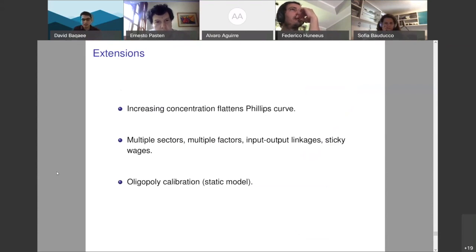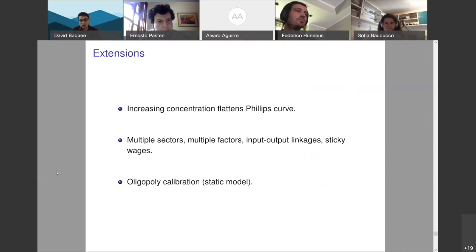If you take the aggregate firm size distribution in the retail sector for the US, and you look at how the concentration in that industry has changed from 1978 to today, and you match that in the model, you make the Phillips curve flatter by about 25%. So it does result in a flattening of the Phillips curve, but the change is sizable, but it's not humongous, you know?